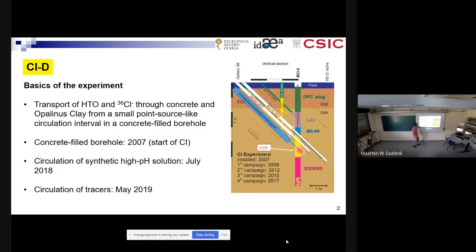But the tracer transport experiment started much later. So this was really later on, and then the circulation of synthetic high pH solution started in 2018, and actually tracers were added in May 2019, so 12 years after the concrete was placed in contact with the clay. The idea is to see the transport of the tracers and investigate if there has been clogging, for instance, between the concrete and the clay with the chemical reaction.